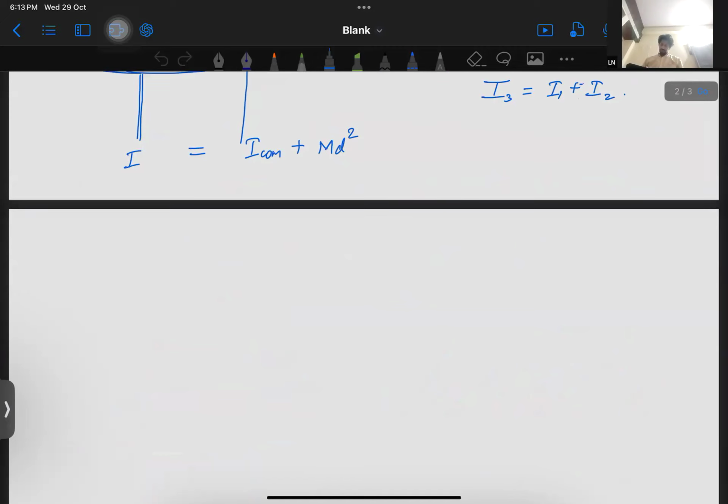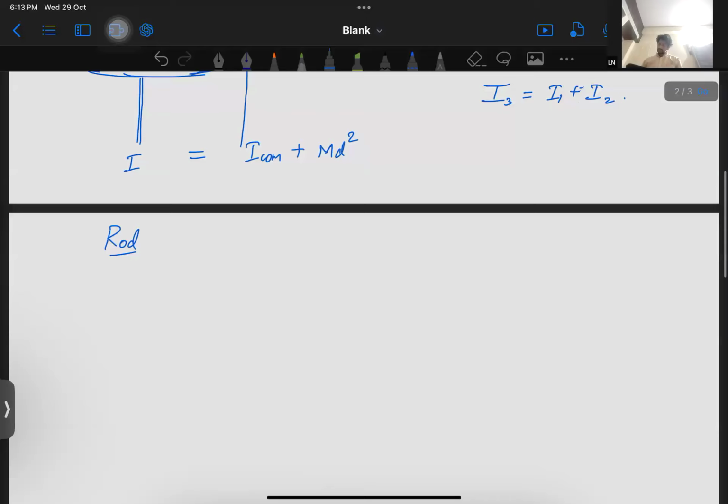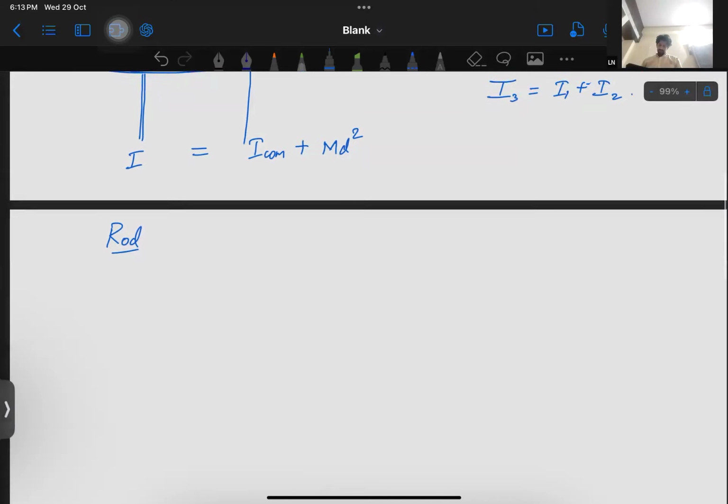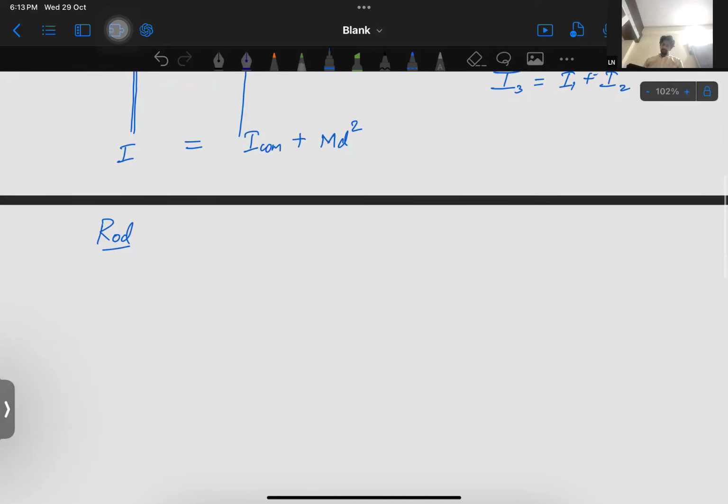Number one, rod. Fine. Rod it is. What kind? What is a rod? It's a thin rod. What do you mean by a thin rod is that it doesn't have a large area of cross section. Fine. It's thin it is. This way it is. Fine.